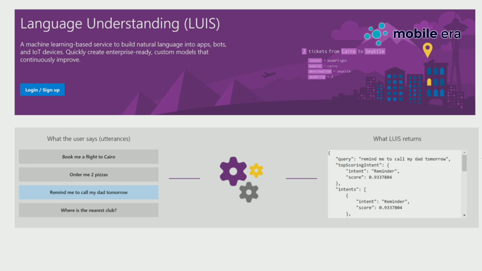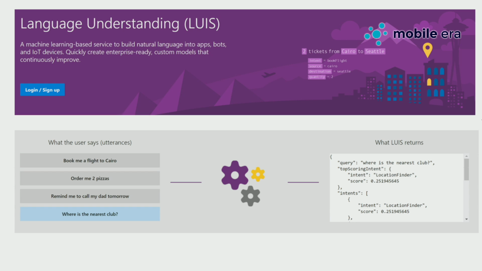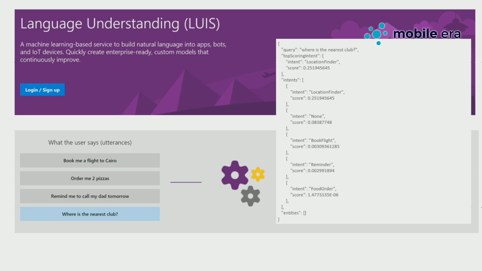And you can also say, remind me to call my dad tomorrow. Then we get the top score of the reminder intent. And here the entity is actually tomorrow, and that's of type datetime date. So it's quite flexible, and there are lots of things that you can use this LUIS service for. You can also ask about directions, like where is the nearest club. That got an intent of location finder, but it doesn't have any entities.